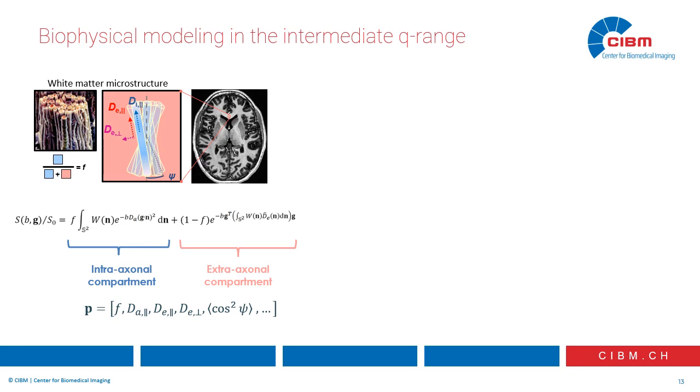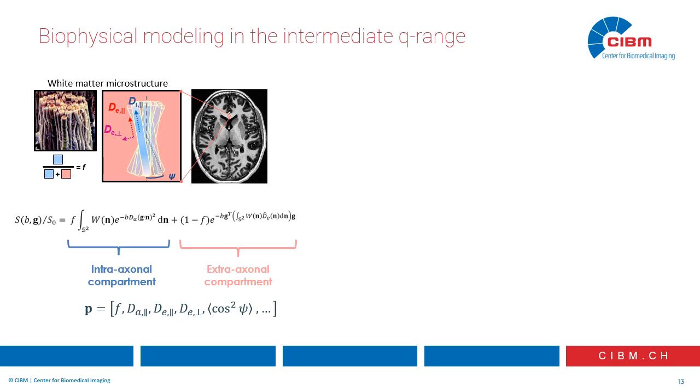So what about biophysical modeling in this intermediate Q range? There are quite a few models that actually work with b values up to 2 or maybe 2.5. And we can think of this standard model of white matter microstructure here that has 2 compartments. One is the intra-axonal water, so diffusion in the axon is assumed to be unidirectional along the axon, and the perpendicular diffusivity is 0. And then there is the extra-axonal space with 2 diffusivities, parallel and perpendicular to the main axon orientation. And this model, of course, can be expressed analytically.